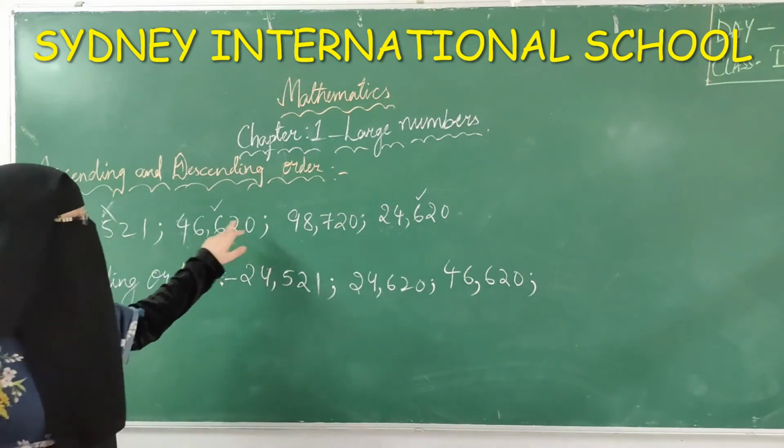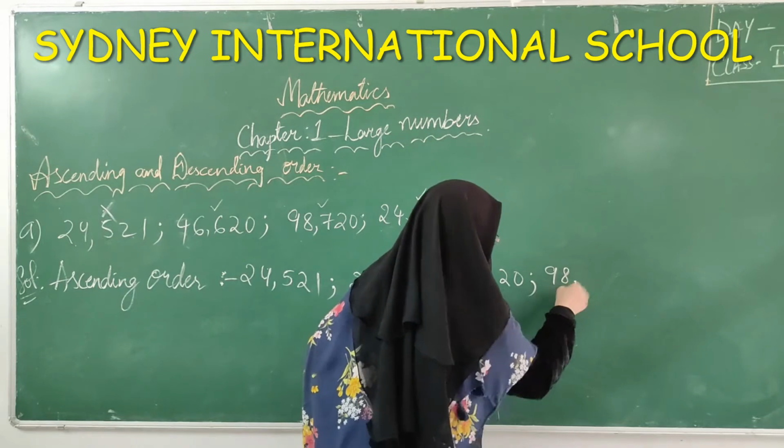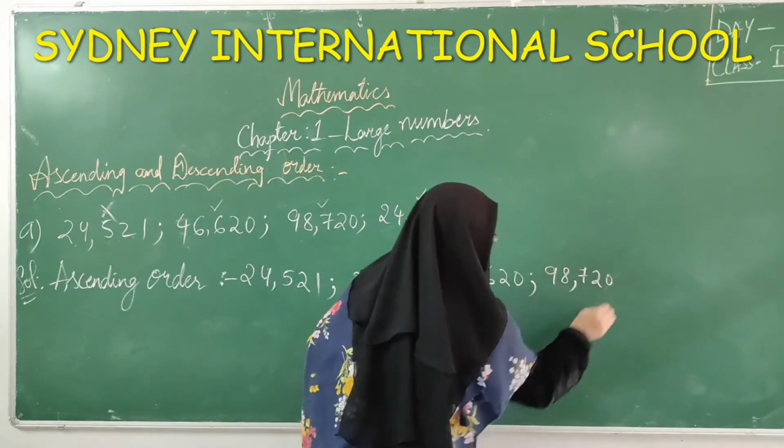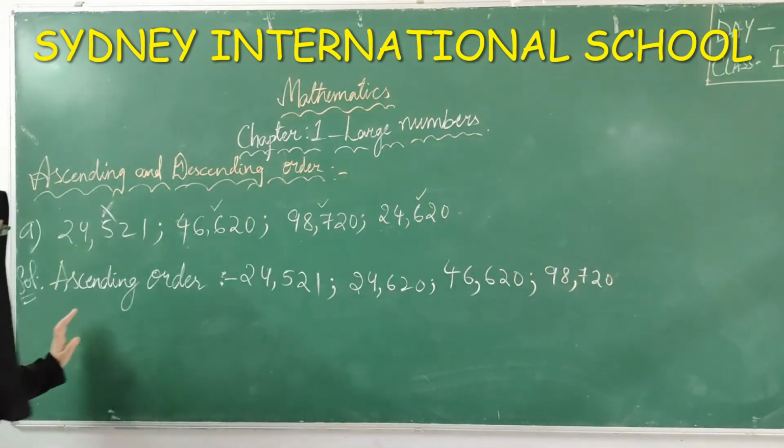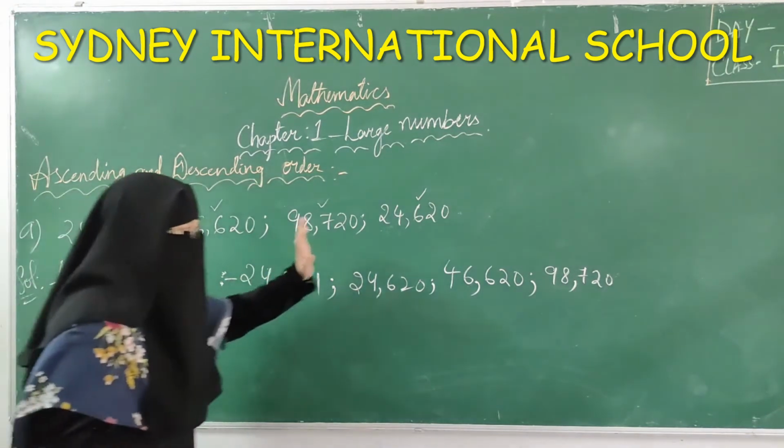What is our last number? 98,720. Okay. Next, understood? I hope you all understood this one. Arrangement of numbers from small to big.